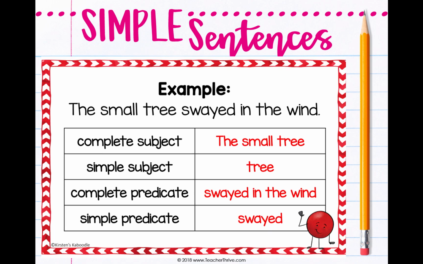The small tree swayed in the wind. The complete subject would be the small tree, all of the words. Simple subject would be just one word, tree. Complete predicate would be swayed in the wind. It's all of the words in that part of the sentence, the predicate. Simple predicate would just be swayed, like moving back and forth. One word, because it's simple. So once again, simple just means one word. Complete means all of the words.